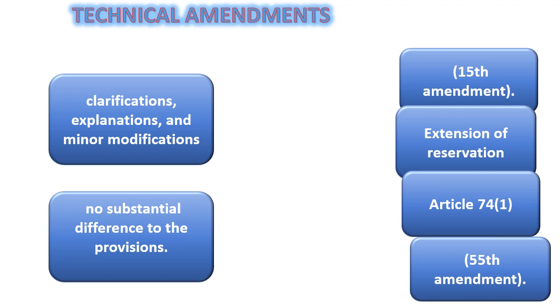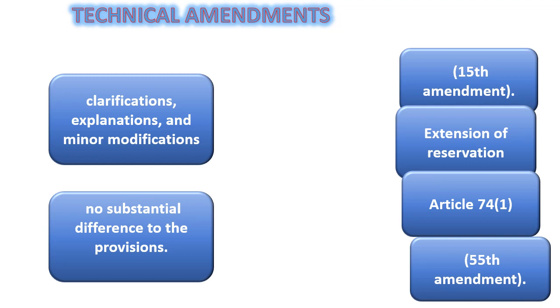For example, 15th Amendment. This is related to the increase in the retirement age of the High Court and Supreme Court judges. Extension of reservation. The concept of reservation was introduced by our founding fathers on the premise that after every 10 years it would be renewed. It would be reviewed, and in case there would be a need, then it might be extended further. So this extension of 10 years falls in the category of technical amendments.